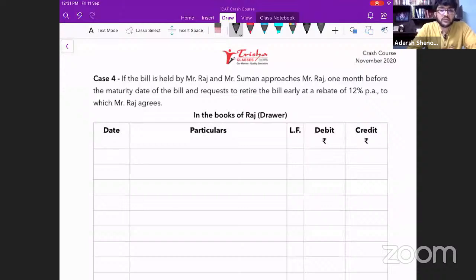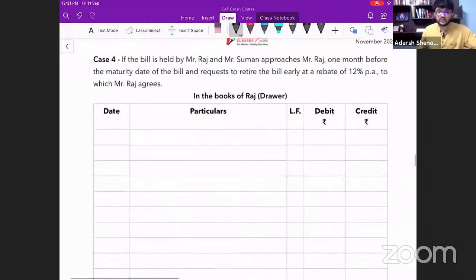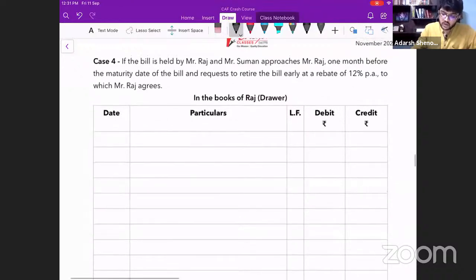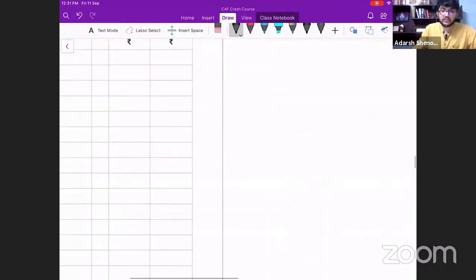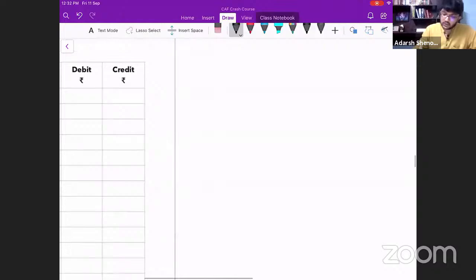Okay, now can you tell me, if the bill is held by Mr. Raj and Mr. Suman approaches Mr. Raj, 1 month before the maturity date of the bill and requests to retire the bill early at a rebate of 12% per annum, to which Mr. Raj agrees. So can you tell me what is the entry for this? On the due date, Suman is coming early and telling me that he wants to pay me early.